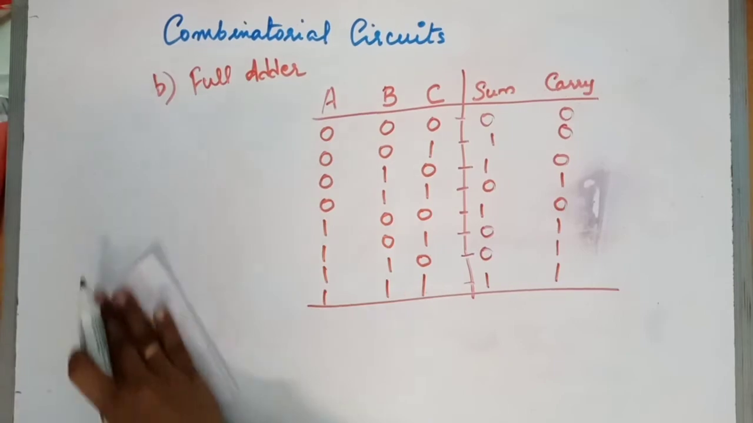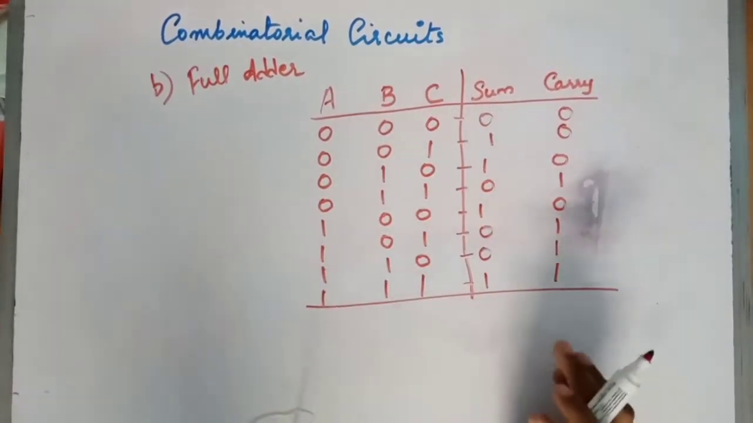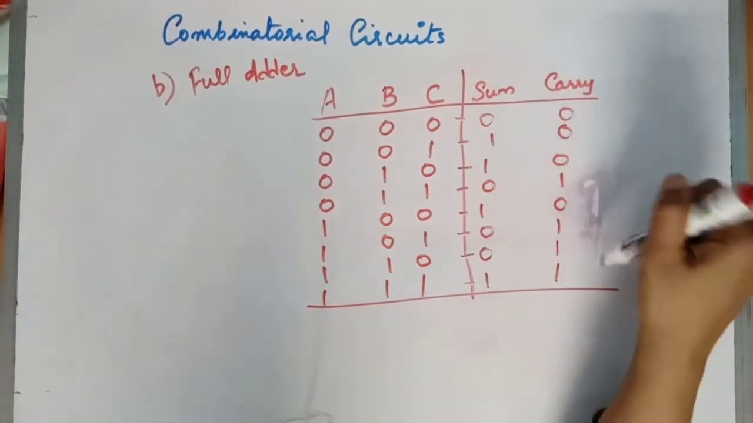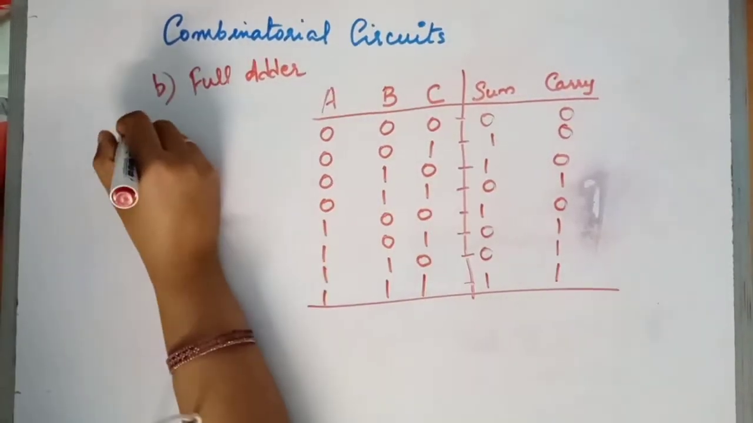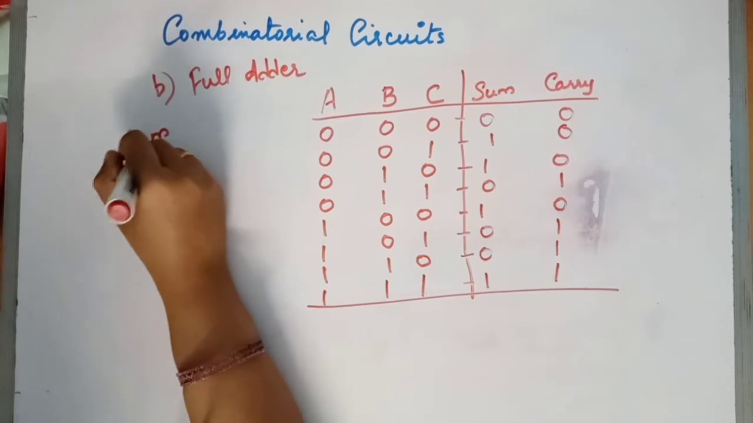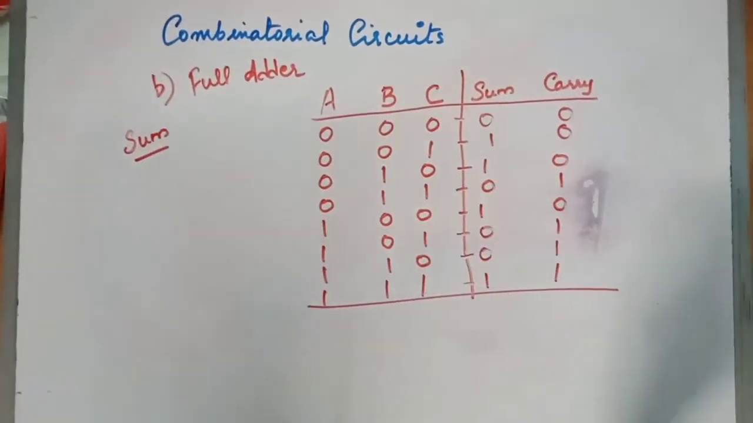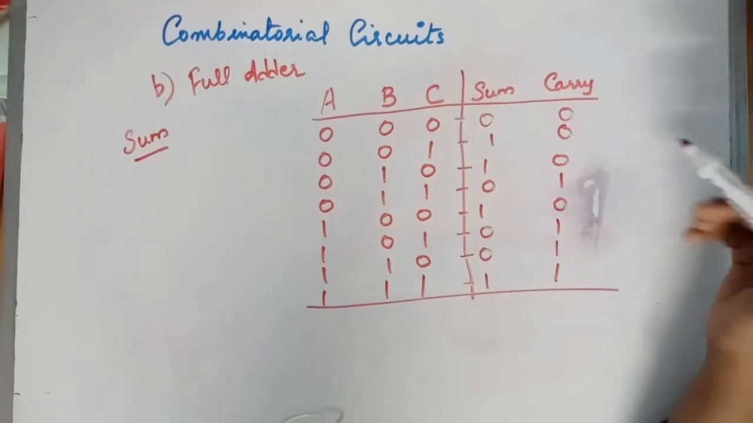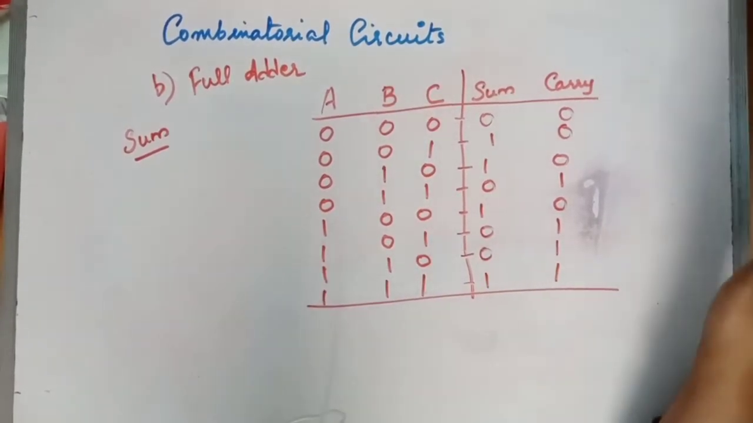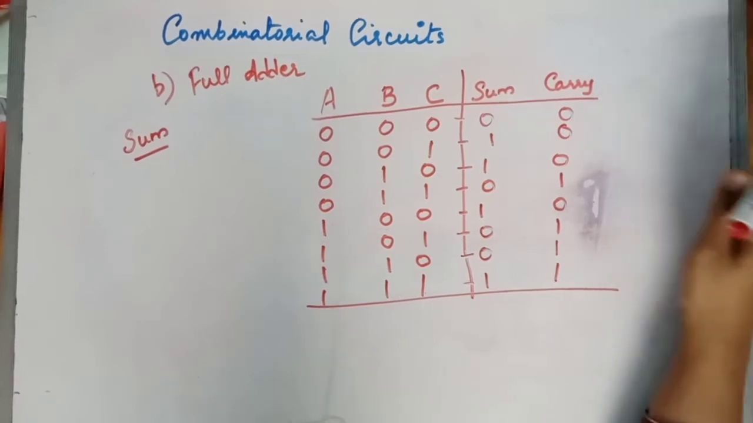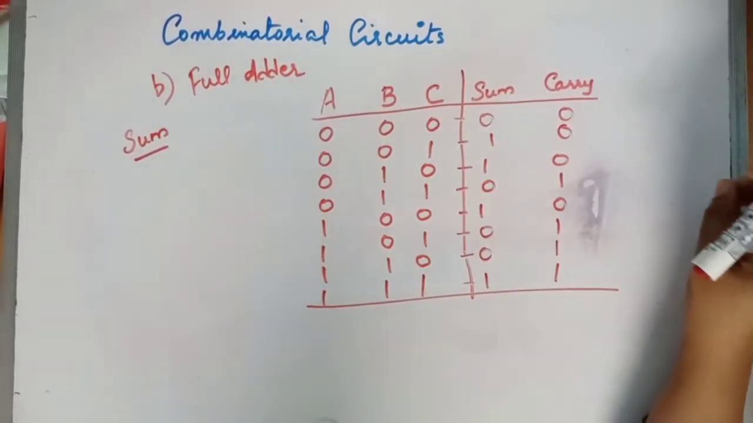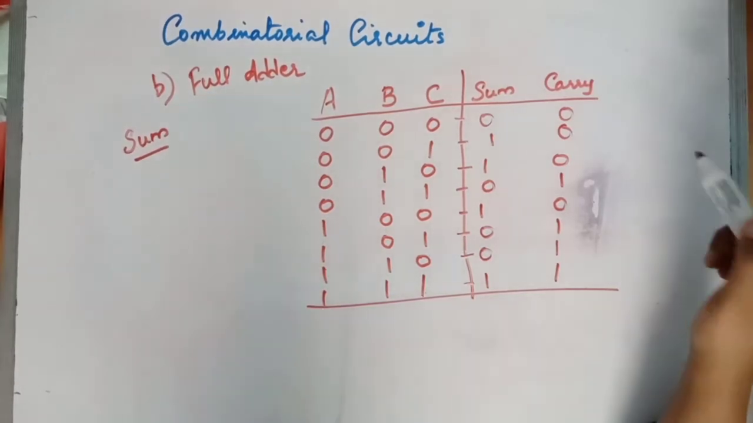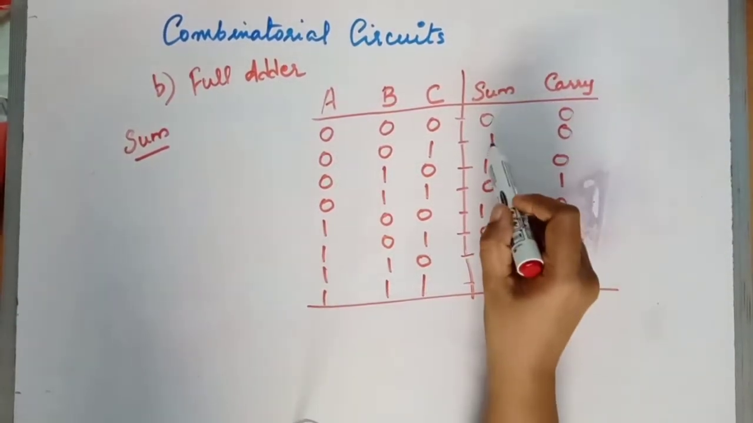So after drawing the truth table, you have to write the output expression. For what? For both the outputs. So you need an output expression for sum and another for carry. So here you have one for multiple cases. When you have one in many cases, you have to see whether you can use a K-map to simplify the expression. Okay.